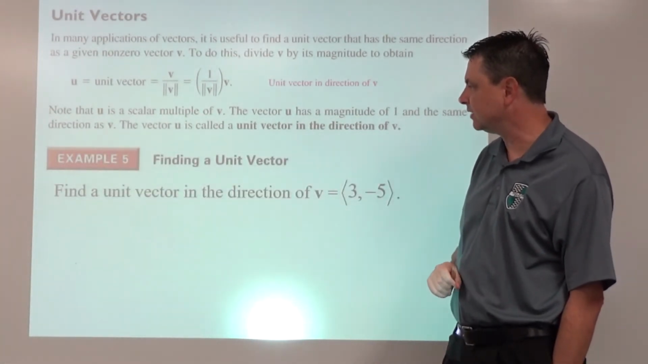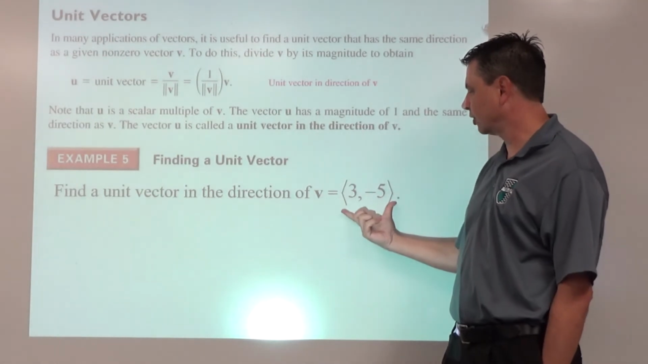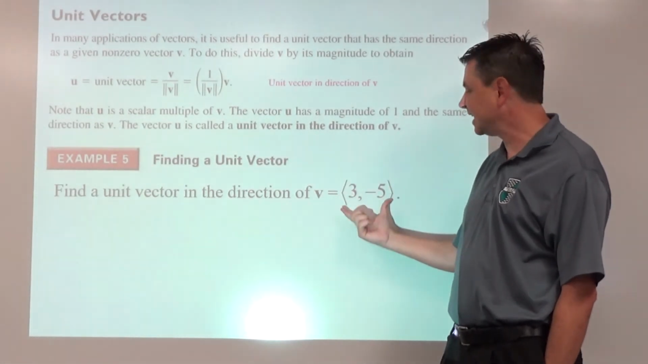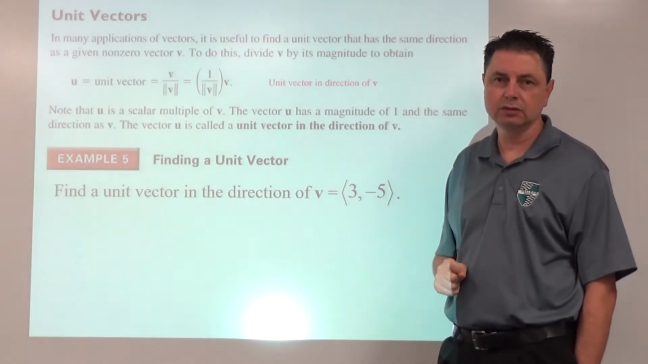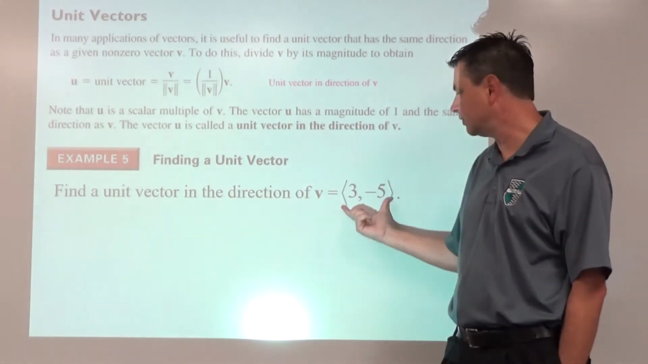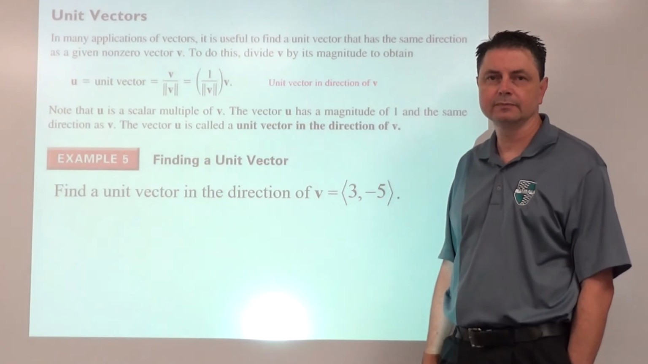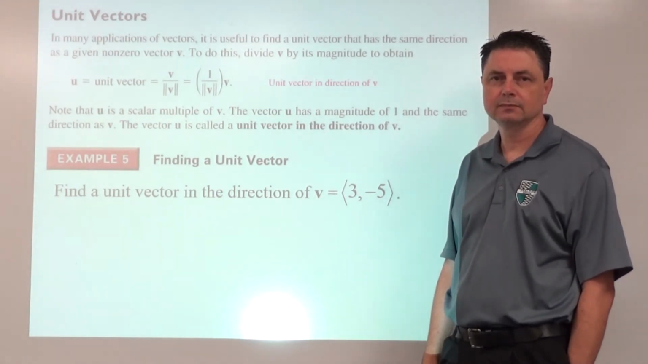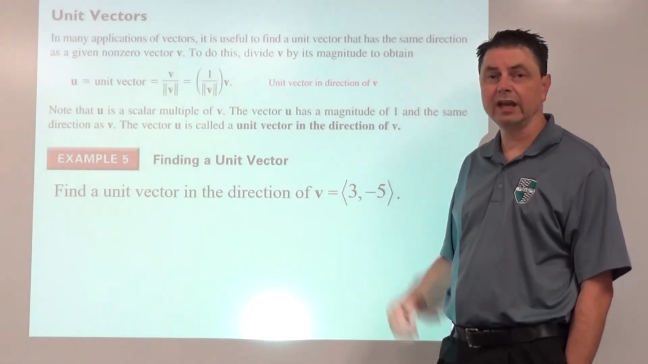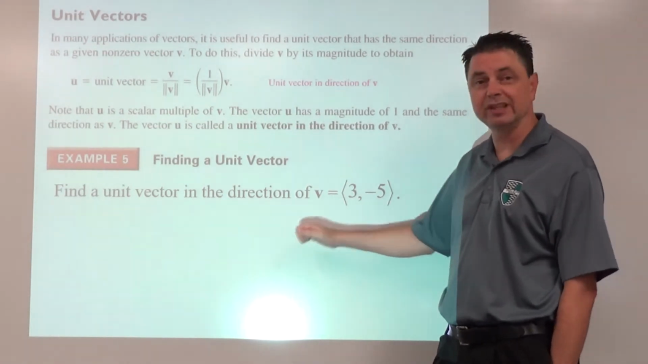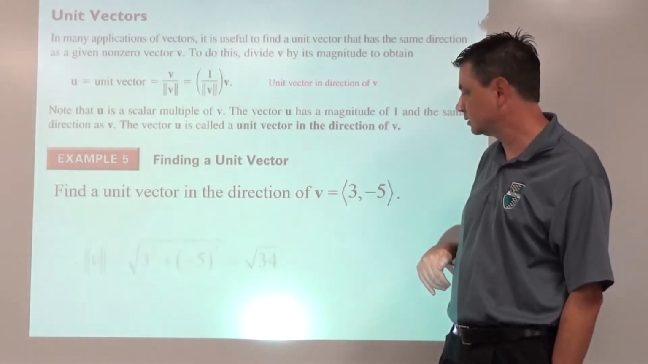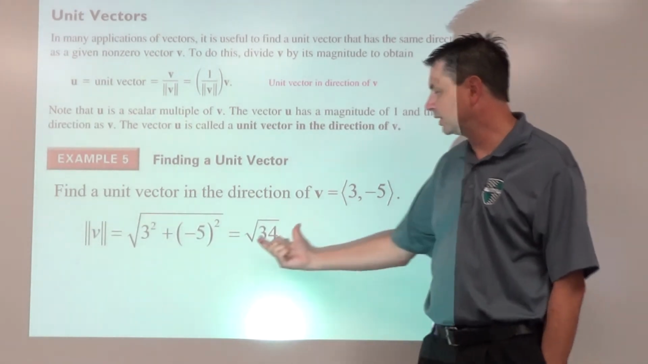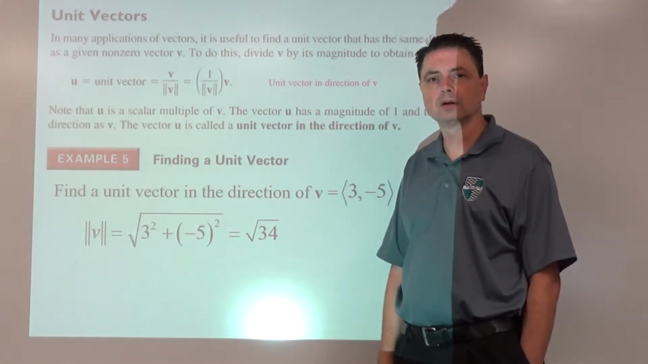All right, example 5, find a unit vector for this vector. Step 1 would be to find its magnitude. So go ahead and pause here, find the magnitude of vector v. And from previously, the formula would be the square root of the sum of the squares of the components. So we would get the square root of 34.